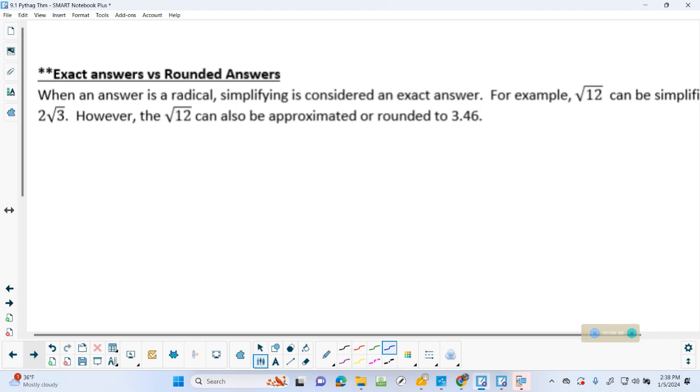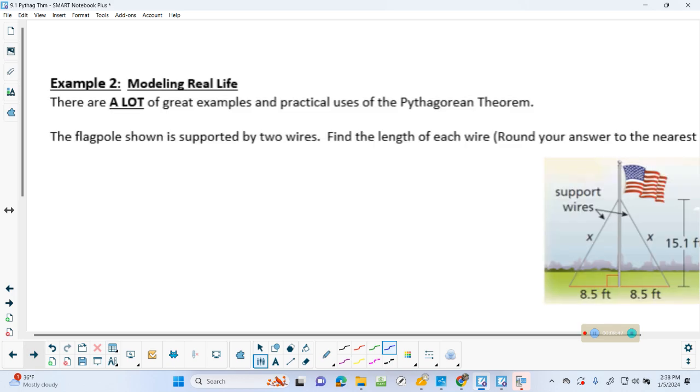When it asks you for a simplified radical form, if you have the square root of 12, you would give 2 root 3. If they ask you for an approximate decimal answer, that's when you punch it in your calculator. So it's just a matter of reading closely on what style I want your final answer. Not that big of a deal. Just read close. All right, a lot of great examples, practical uses of your Pythagorean theorem.